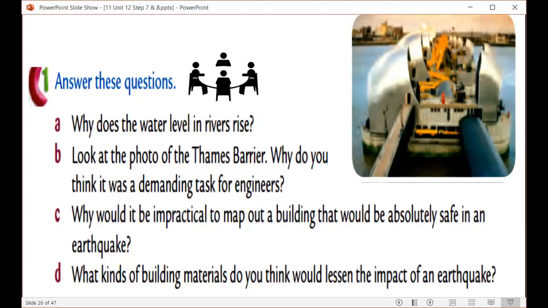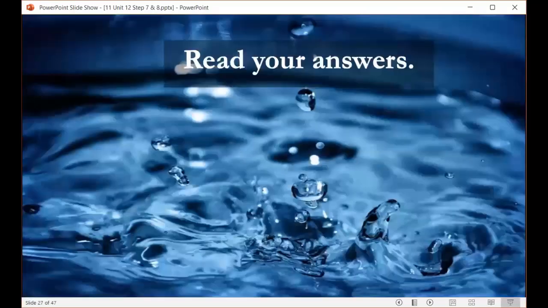B: Look at the photo of the Thames Barrier. Why do you think it was a demanding task for engineers? Question C: Why would it be impractical to build a building that would be absolutely safe in an earthquake? Question D: What kinds of building materials do you think would lessen the impact of an earthquake? Now, let's check your answers.